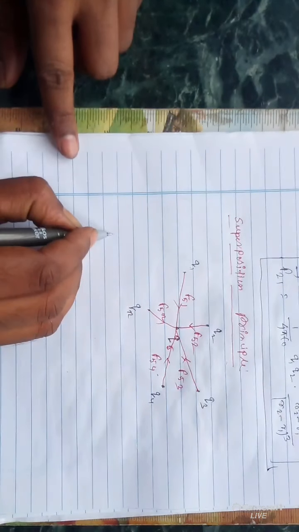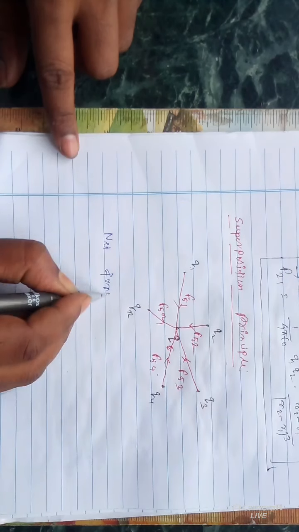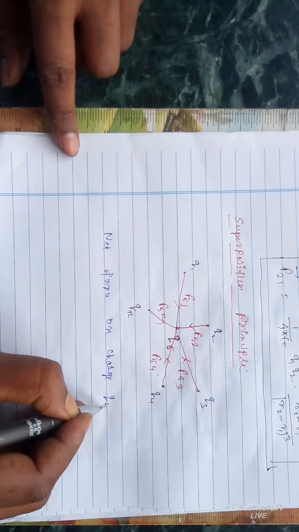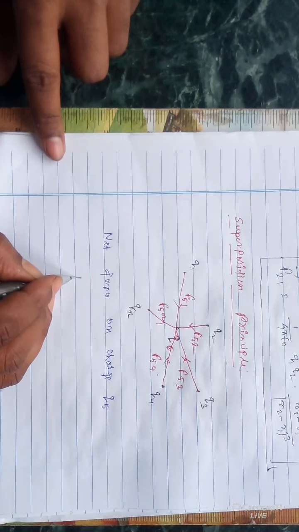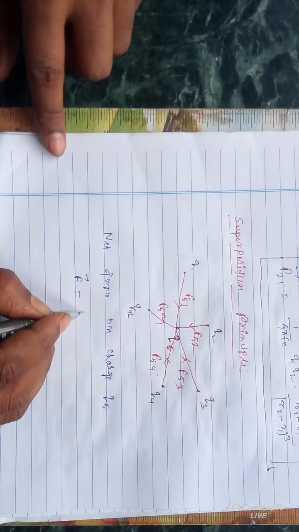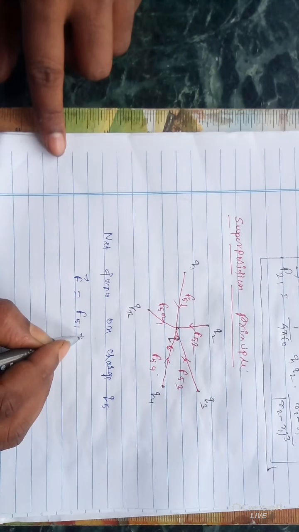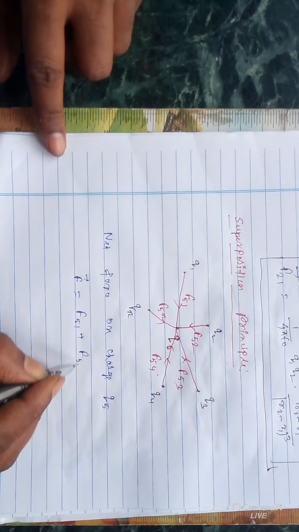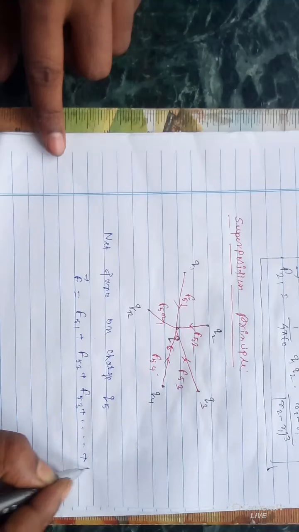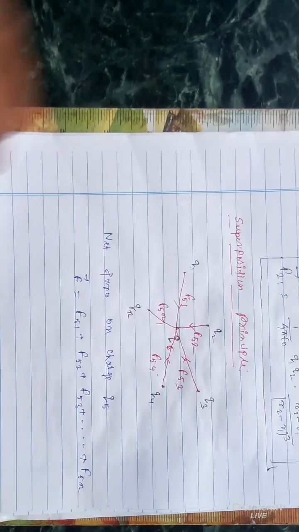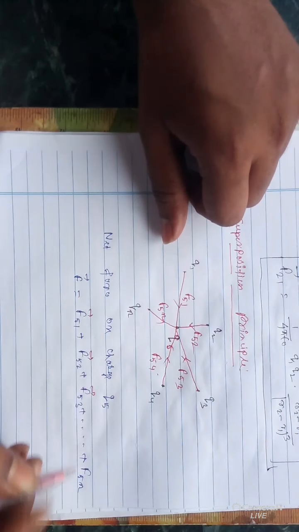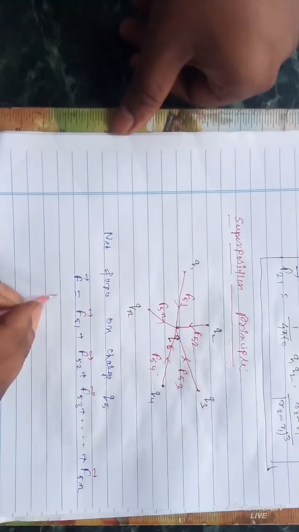So the net force on charge Q5, what will be the vector addition? Force on 5, that is the net force, is equal to force on 5 due to 1 plus force on 5 due to 2 plus force on 5 due to 3 plus, up to force on 5 due to the nth charge, Fn. Obviously you have to take the vector addition. What is the value?